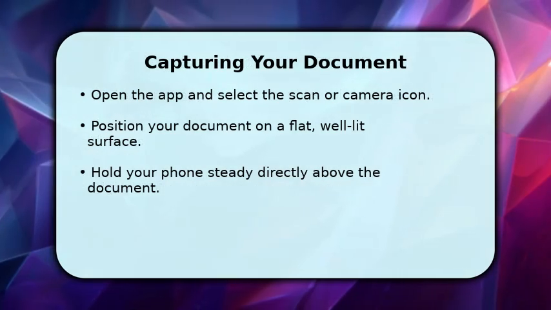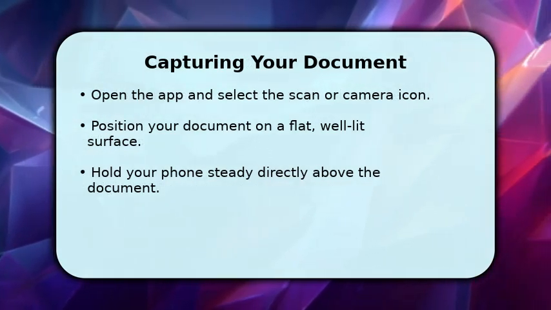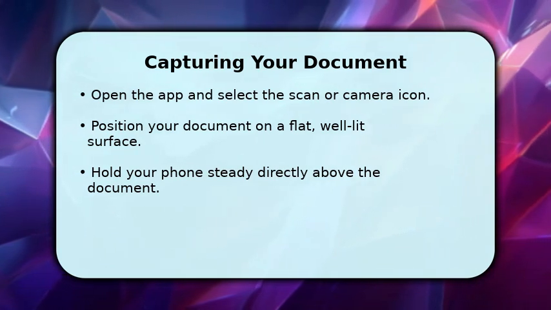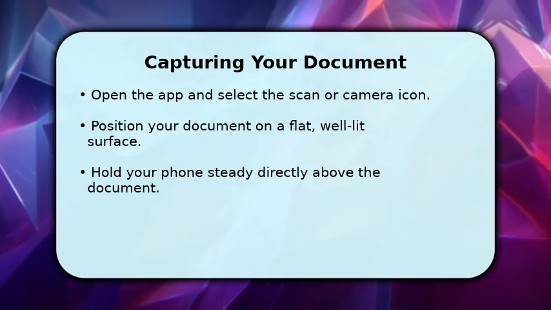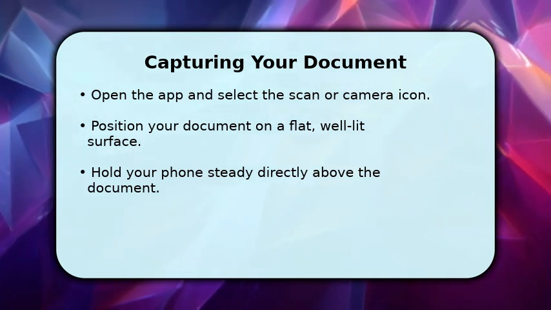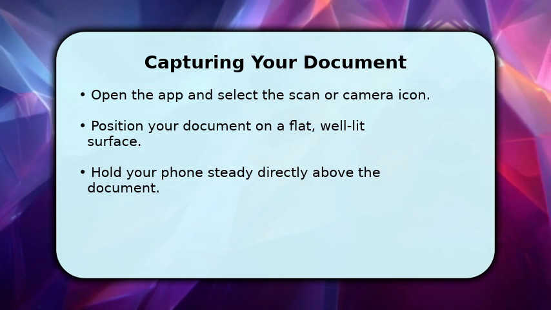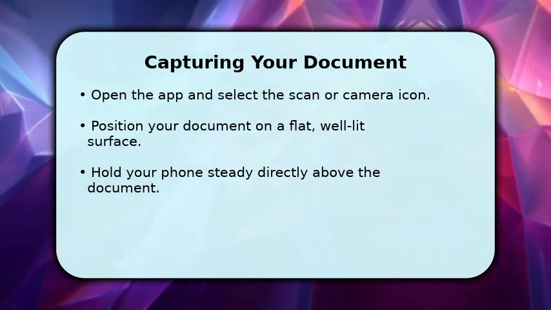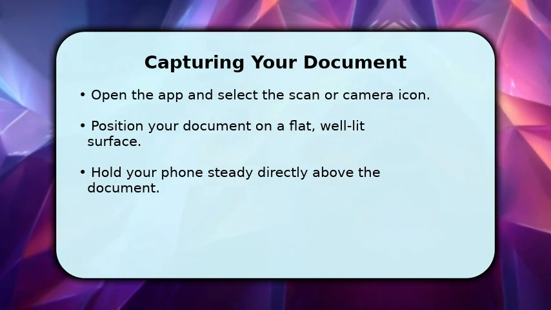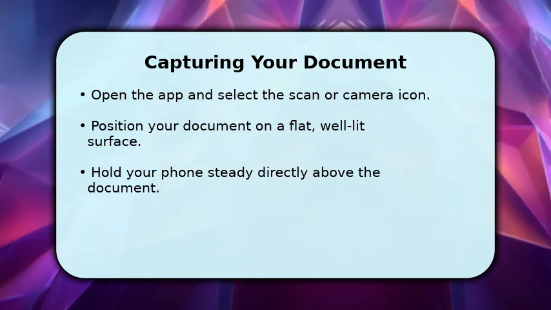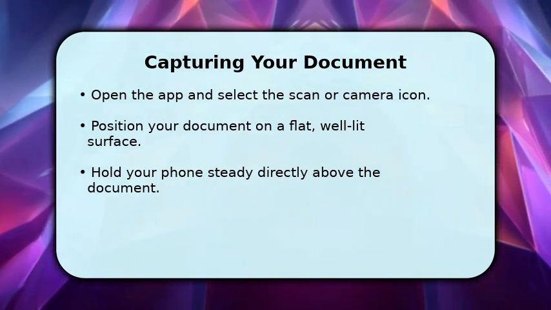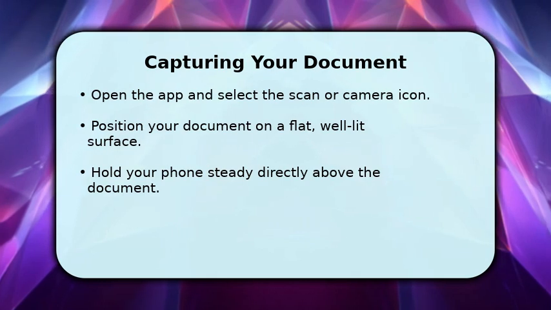To scan, open your chosen app and tap the camera icon. Place your document on a flat surface with good lighting to avoid shadows. Hold your phone directly over the document, ensuring all four corners are visible. Most apps automatically detect the document's edges and take a picture. If not, you can manually capture it and adjust the boundaries yourself, ensuring a clean scan.